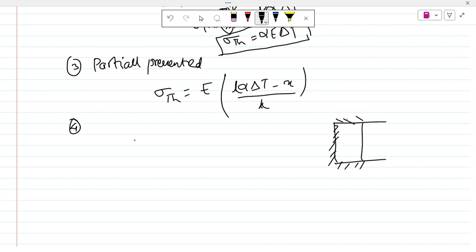So in this case, del L of x equals L plus mu. This is L, this is y, and this is x. Y plus mu alpha del t. This is the change in length in x equals L plus mu alpha del t.